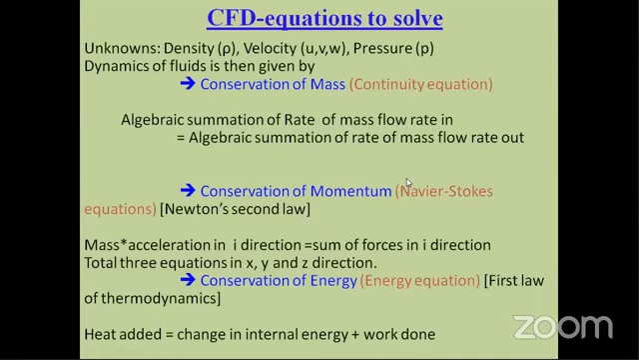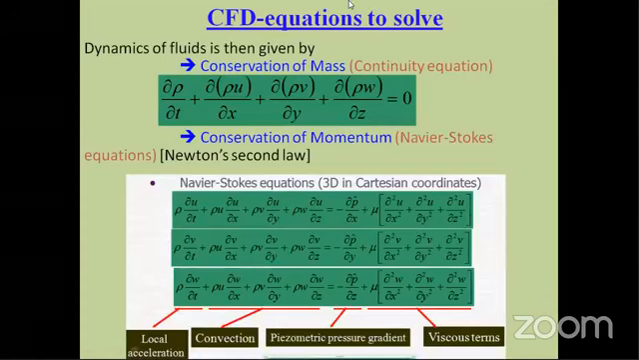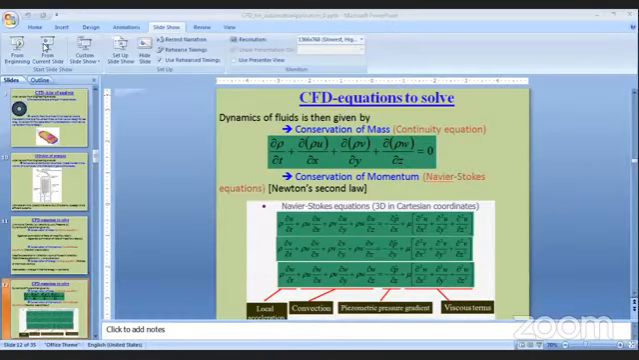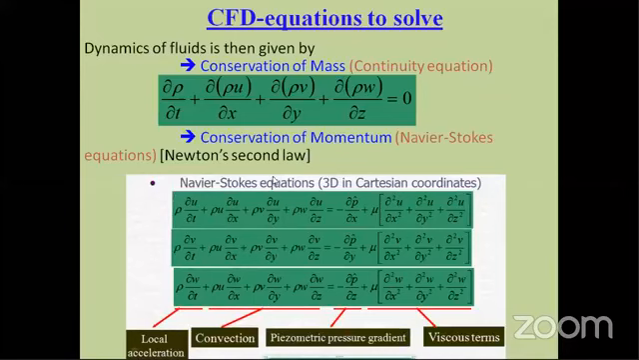Now, once we apply this, we get some differential equations. The differential equations will be in partial form. Why is it a partial differential equation? Because here the independent parameters are more than one. If the independent parameters are more than one, then it becomes a partial differential equation. Like here, the independent parameters are x, y, z, and t. As it is more than one, it becomes a partial differential equation.